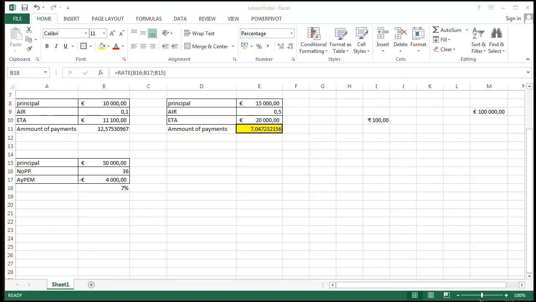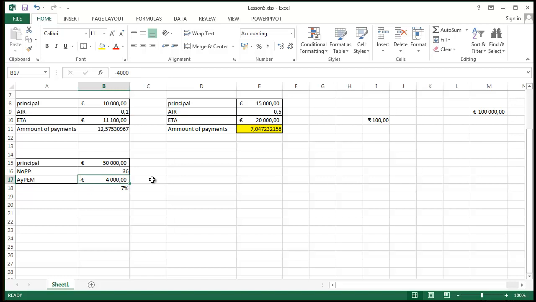So the rate function returns the interest rate per period. This number can be misleading. The periodic interest amount may be small enough that it is displayed as 0% if the formatting in the cell isn't set to display enough decimal points.